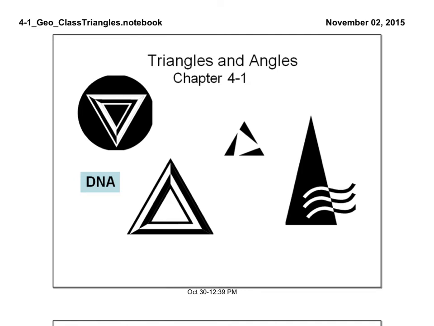Hello, welcome everybody. Here is your lesson on section 4.1 in your geometry class, angles and triangles. I'm going to go fast through the first few slides, so if I'm going too fast, feel free to stop the video so you can record the key vocabulary words. So your title, 4-1, Triangles and Angles.